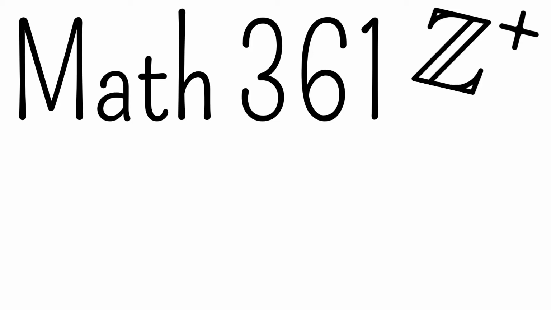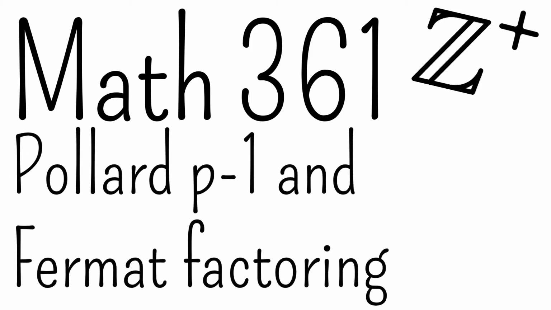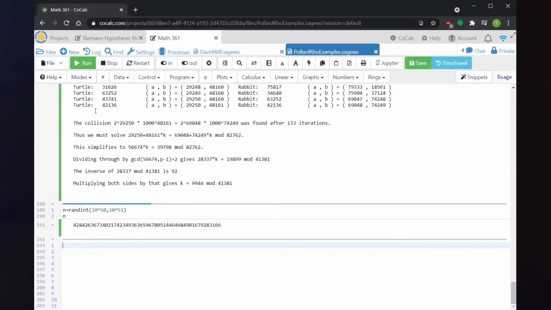Today I'm going to talk about two things which are much less general than Pollard rho, but that can still be used to factor certain numbers. So those things are Pollard p-1 and Fermat factoring. So by way of introducing Pollard p-1, I want to go back to something that we've talked about before, which is how you'd go about factoring a sort of general number.